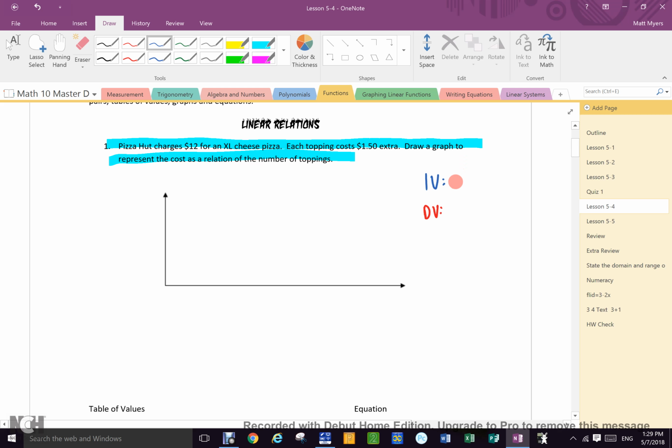Number of toppings. Why? Because the price changes only when I change the number of toppings. Cheese is not a topping. Cheese counts because if you don't have cheese on a pizza, you have bread. No, because bread, we always put some kind of sauce on bread.